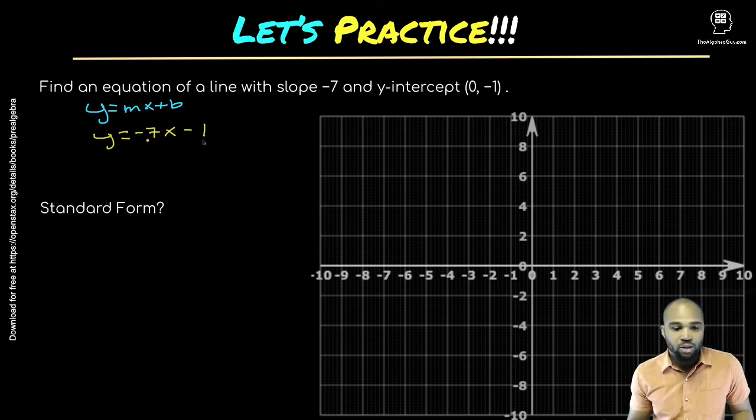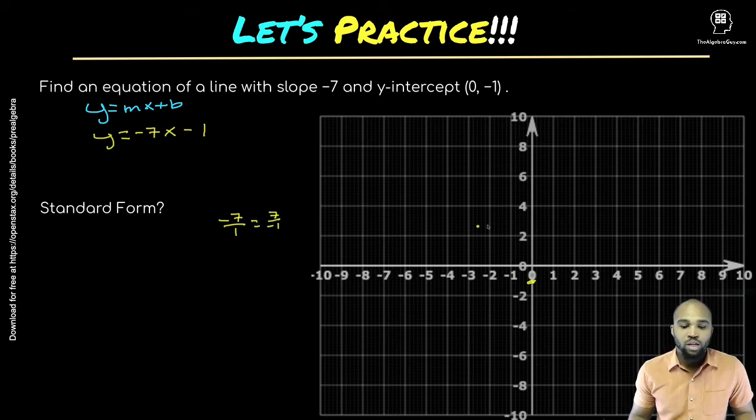Now, what if I wanted to graph it? It'd be pretty simple too, right? Because my y-intercept's at -1, so -1 is about right there. It didn't show, but it'd be about right there. And then we'll have a slope of -7, which can be written -7 over 1. So -7 over 1 can also be thought of as 7 over -1 because they're both giving you the same answer.